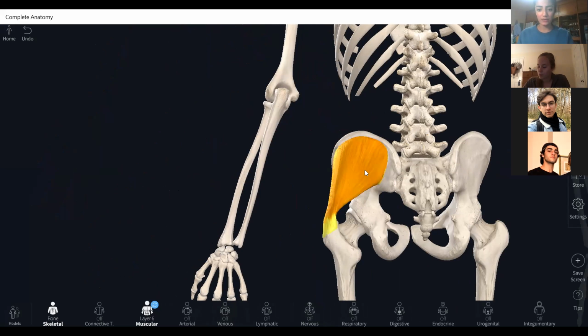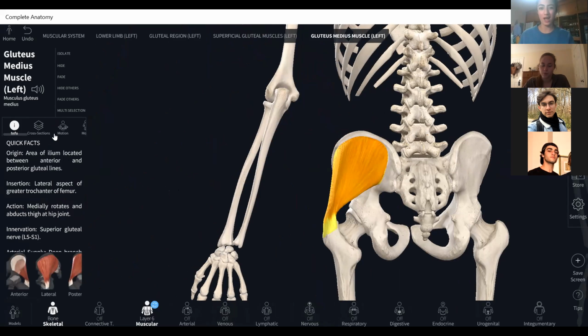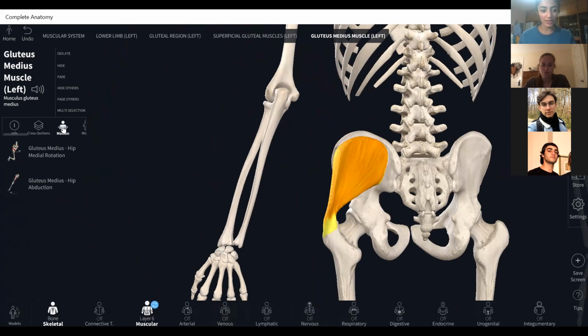I don't know if I talked about this last week, so I want to make sure I show you again. We talked about it a while ago, I think in lab 3, that you can use Complete Anatomy to show motion. If you're looking at a muscle, this little button will pop up that says motion. You can click that and it'll show you the one or many motions that muscle does. So if I go ahead and click abduction, we can see what we would expect.